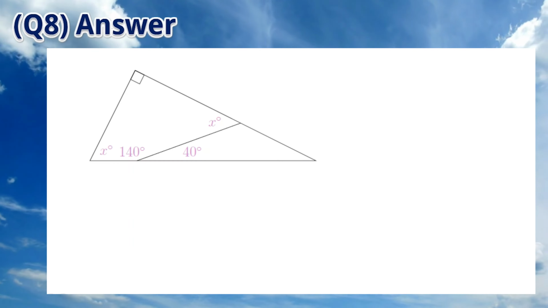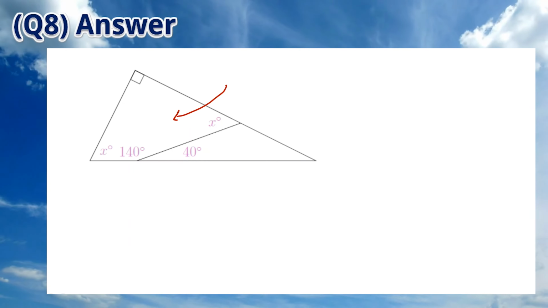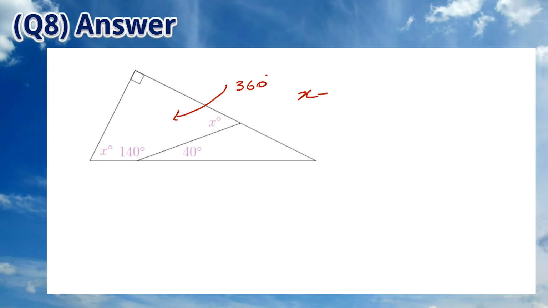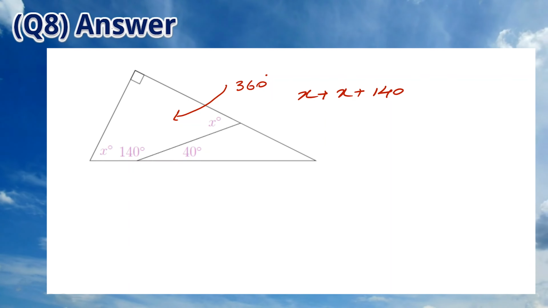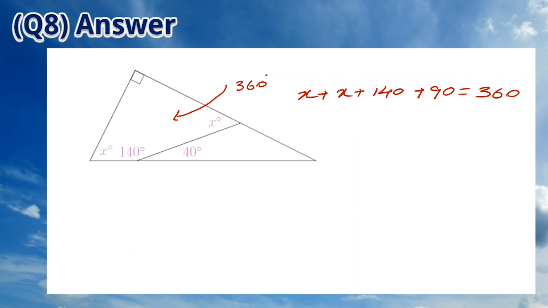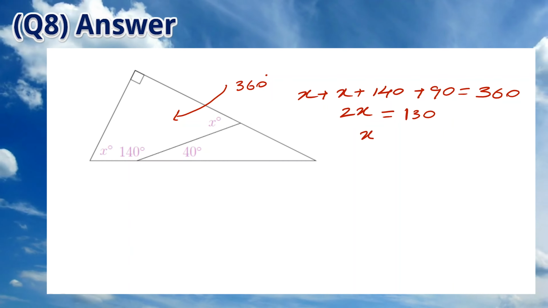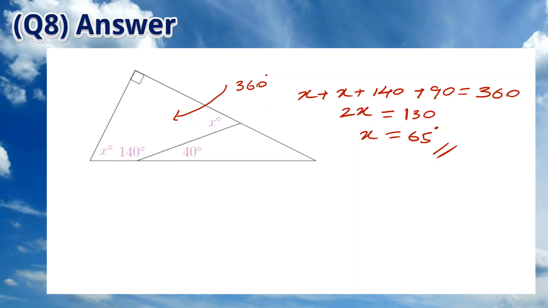The angle sum of a quadrilateral is 360 degrees. This means that x plus x plus 230 is 360 degrees. This means that 2x is 130, so x is 65 degrees. So the answer is A.